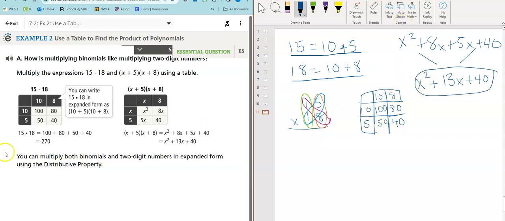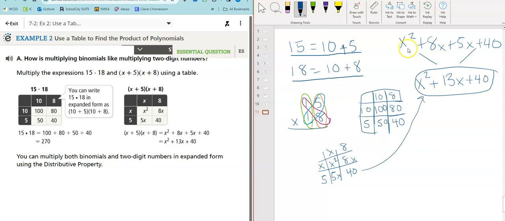Okay, that is right there. So it says you can multiply both binomials and two-digit numbers in expanded form using the distributive property, which is what we kind of did here. What I also want to show you, because you can make a table for those binomials, is one method of a way that you can multiply, if that makes sense for you. I think it's a super handy way to multiply so that you don't forget anything inside. You can easily remember to multiply them all, and then just add them all up like we did up here.